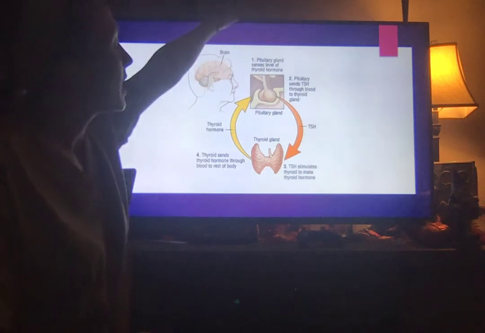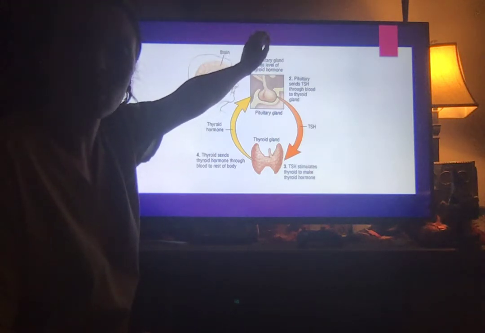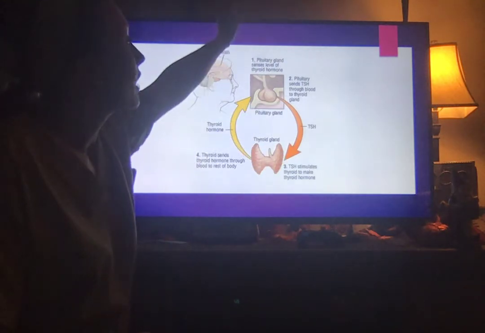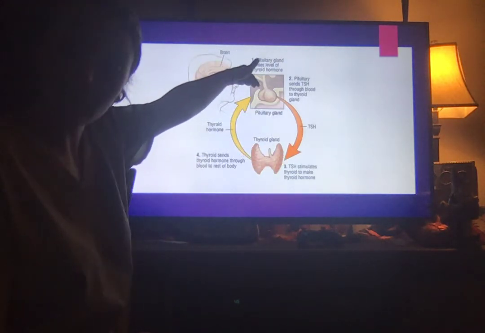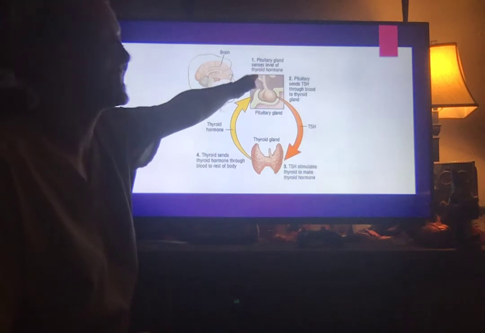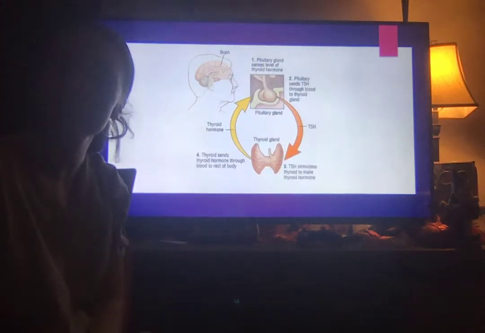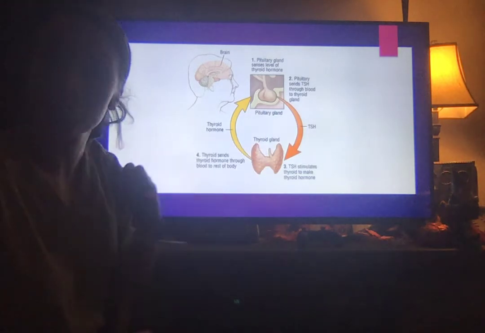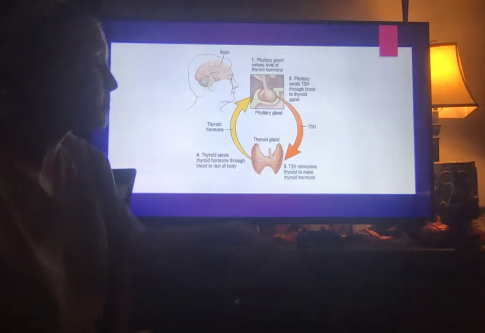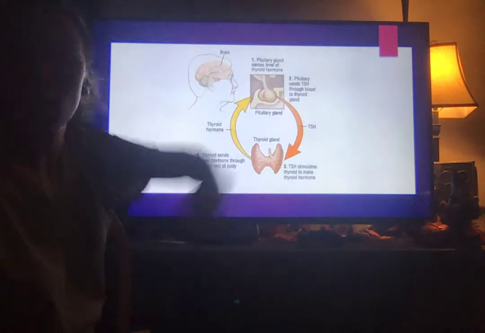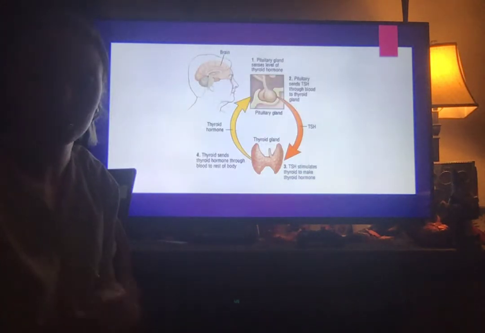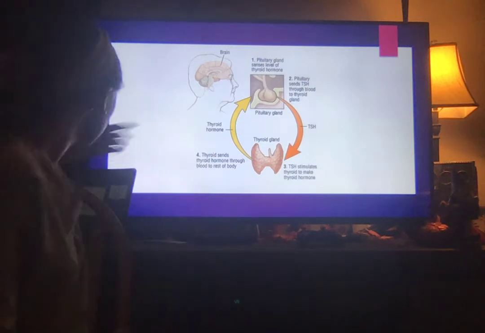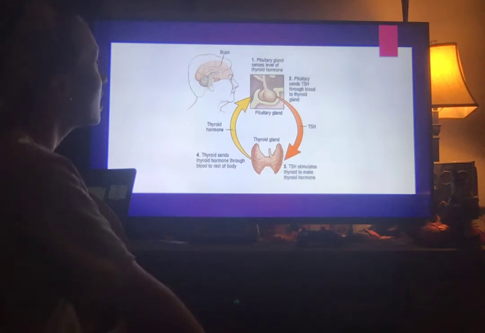So the hypothalamus will make TRH when it detects the thyroid is low on hormones. The hypothalamus will then send it to the pituitary gland. The pituitary gland is going to send TSH, which stands for thyroid stimulating hormone. And whenever the thyroid gets that, it's going to make your T3 and your T4. And then it'll send that T3 and T4 all throughout the body to give the body energy, to help to regulate the metabolic system and rates.